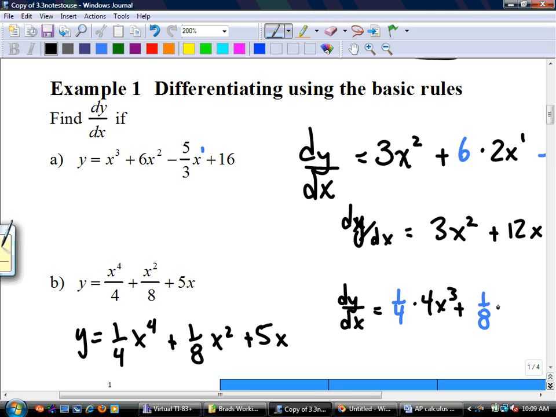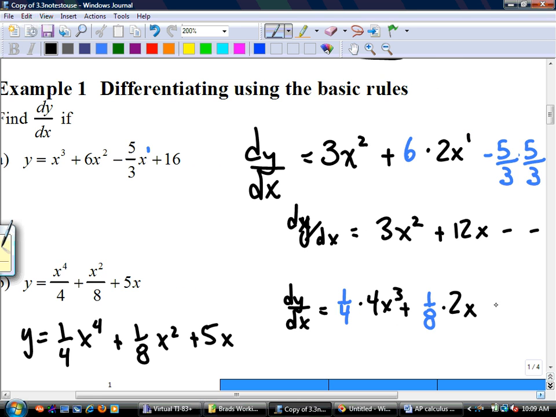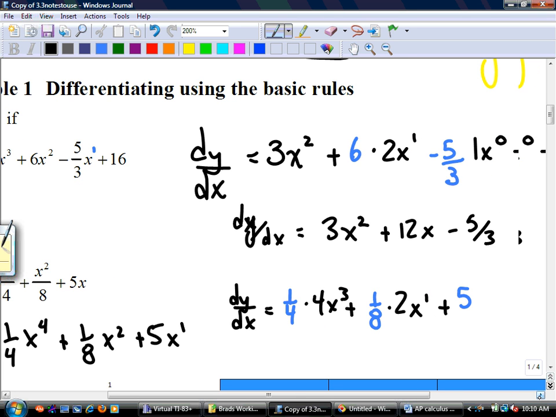Times to the 1. Do we need to put the 1 there? No, but I'll put it there just for kicks and giggles. Put the 5 down, ignore it. Remember that there's a 1 up on the power of the x. So it's 1x to the 0.